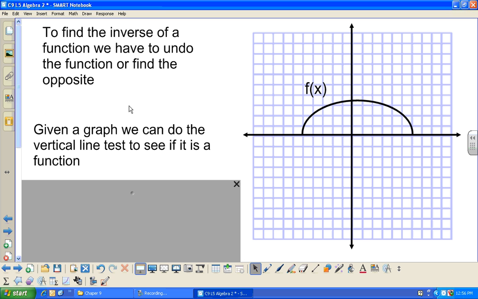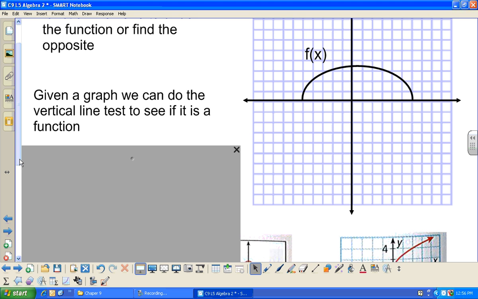Given a graph, we can do the vertical line test to see if it's a function. For the vertical line test, you draw the line up and down to see if it crosses more than one point. If it does not, then it would be a function.